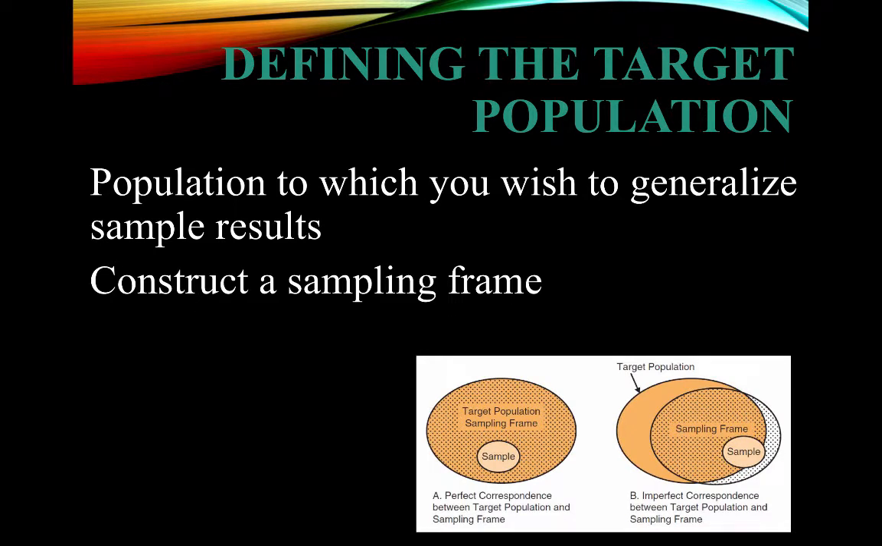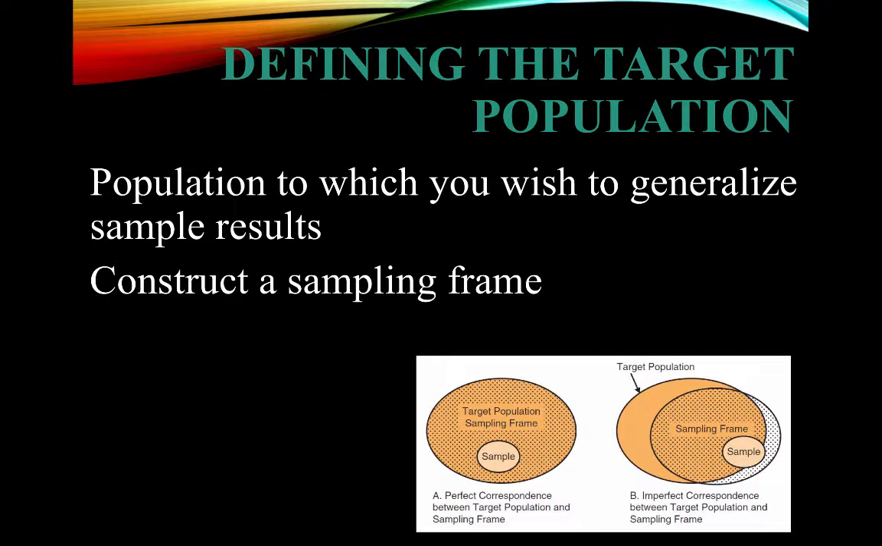Well, you have to construct a sampling frame. So a sampling frame is just a list or rule that provides the basis for sampling, where you basically find a way to identify the people in your population. So similar to an operational definition and measurement, you already conceptualized what this group would be, now you're operationalizing how these things will be measured.